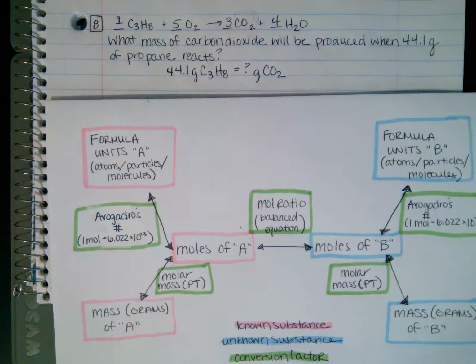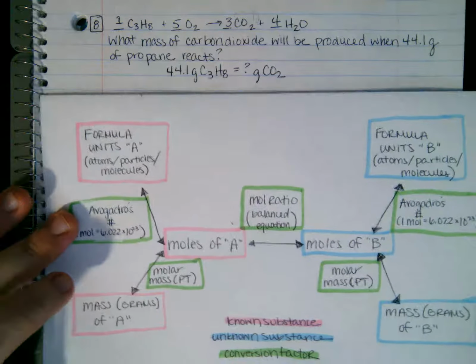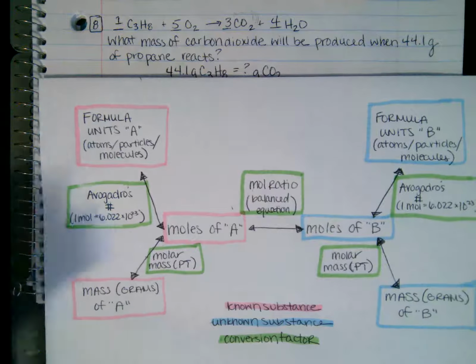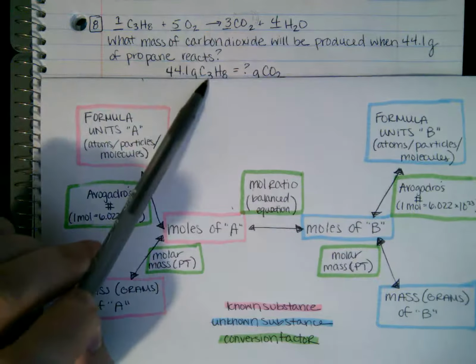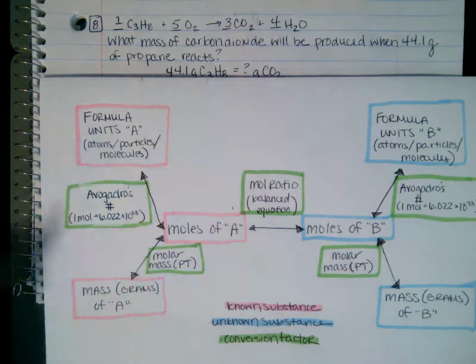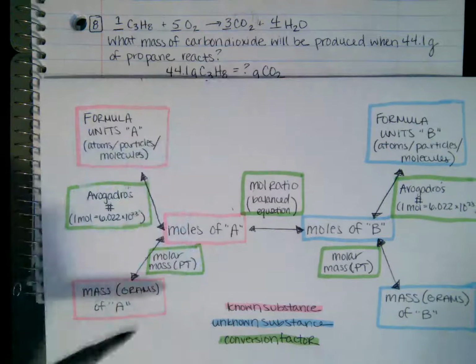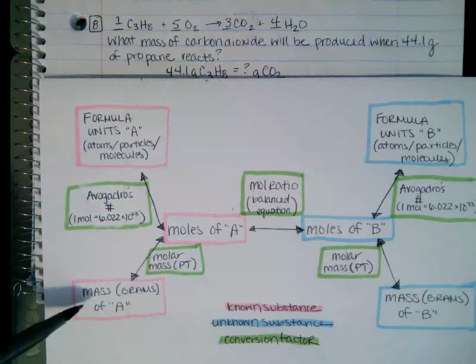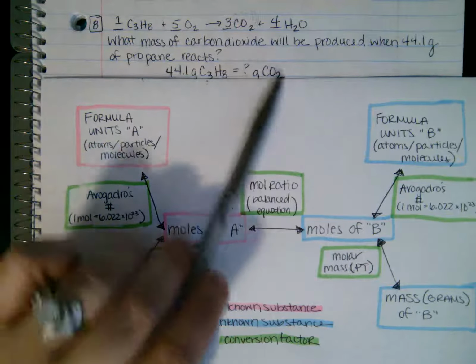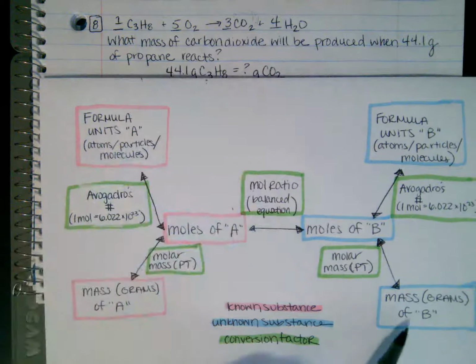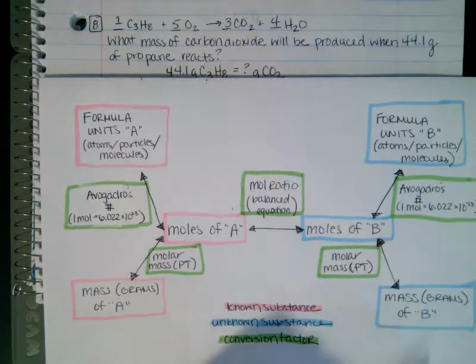What I want us to do is take a look at our flow chart and figure out where we're at and where we want to go with this problem. We're starting off with one substance. In this case, we're going to call substance A propane. We're starting off with the mass of propane. So we're down here in the bottom left of our flow chart. We're given the mass of one compound, and we're asked to find the mass, mass in grams, of a different compound.